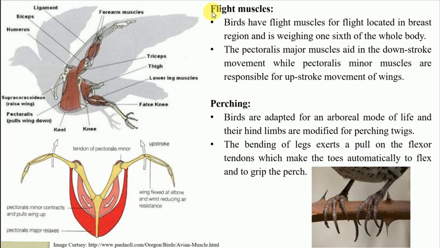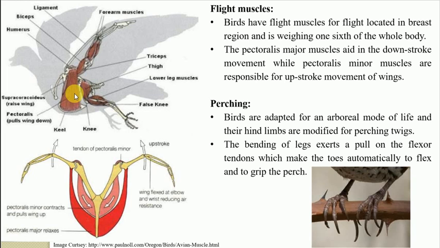The next adaptation is the flight muscles. Birds are not only provided with wings, but the wings are provided with flight muscles which are very strong for the purpose of flight, located in the breast region and weighing one-sixth of the body weight. This means the majority of the muscles are in the category of flight muscles, and they lie in the breast region. So these powerful muscles are responsible for giving them the flight.